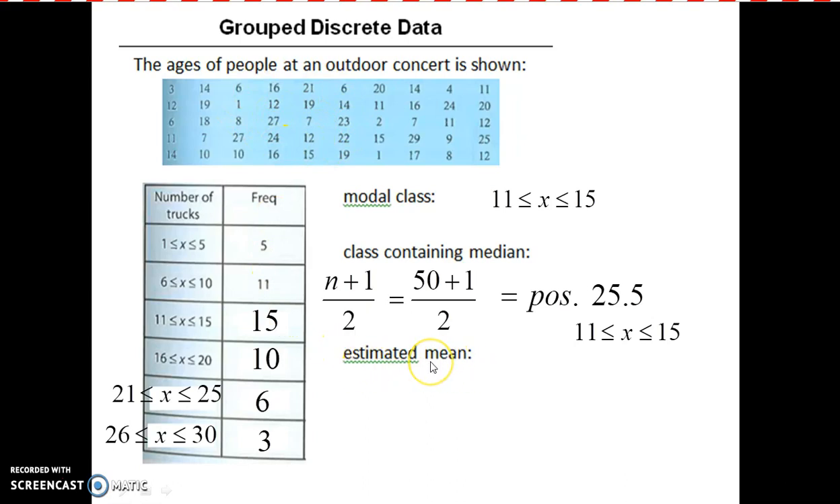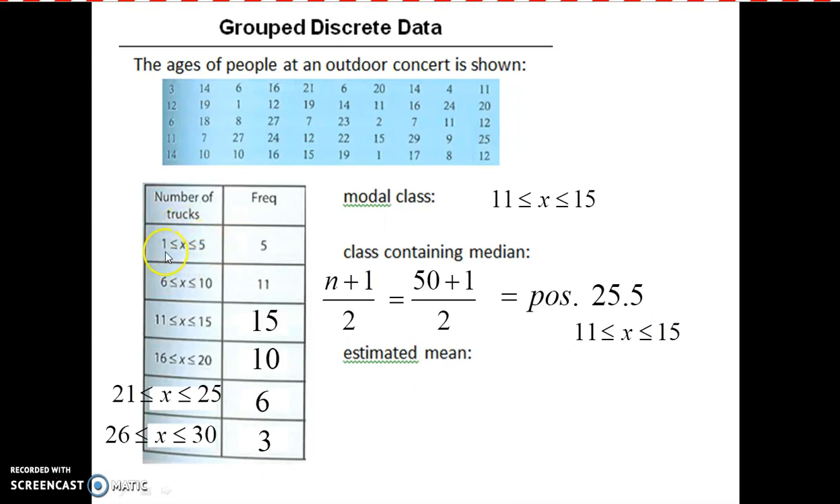Now the estimated mean. We can't calculate the actual mean. It has to be just an estimate. And the reason it's an estimate is because when we're using the table, in this case, you could add all these numbers up and divide by 50 and get the mean. But let's say we didn't have this list and all we were using is a table. In the table, we don't know exactly what values we have. For example, here we know we have 5 numbers between 1 and 5, but we don't know if those are all 1s or all 2s or maybe some 2s and some 3s or some 4s. We don't know. We just know there's 5 of them.